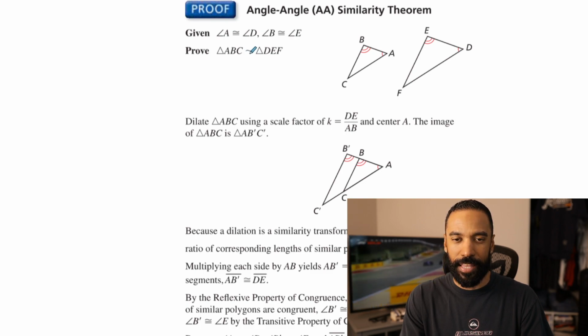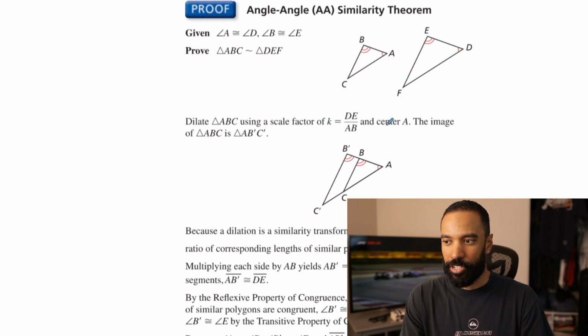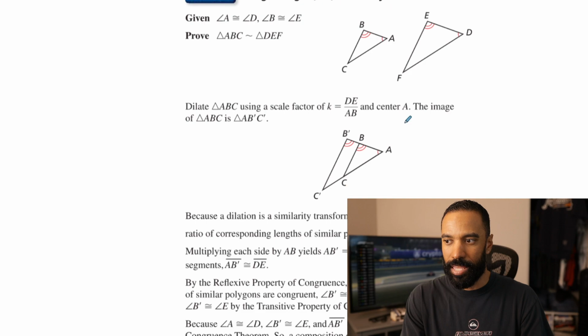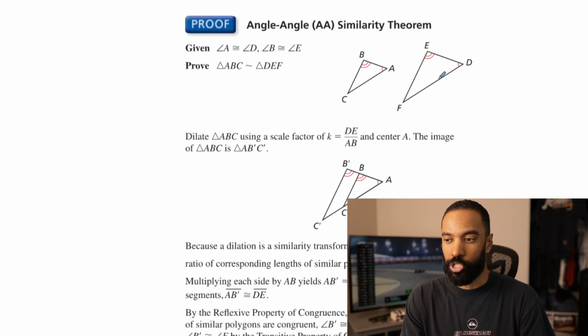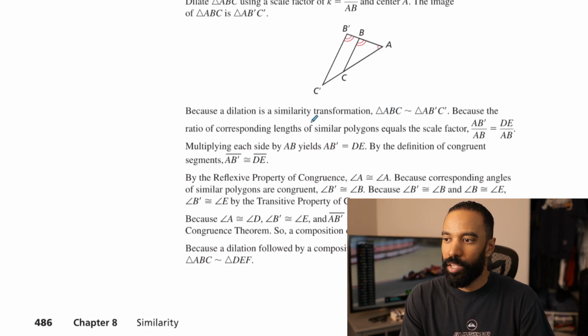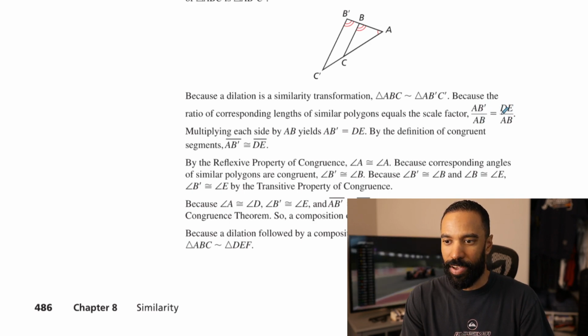to triangle DEF, and that's the similarity symbol here. If you dilate ABC using a scale factor from center A, then it's going to grow out to some bigger amount, and then it now looks like this, the bigger amount, and you have to translate it over apparently, probably. Because the ratio of corresponding lengths of similar polygons equals the scale factor, then dividing these two is the same as dividing those two, therefore these two are going to be the same.